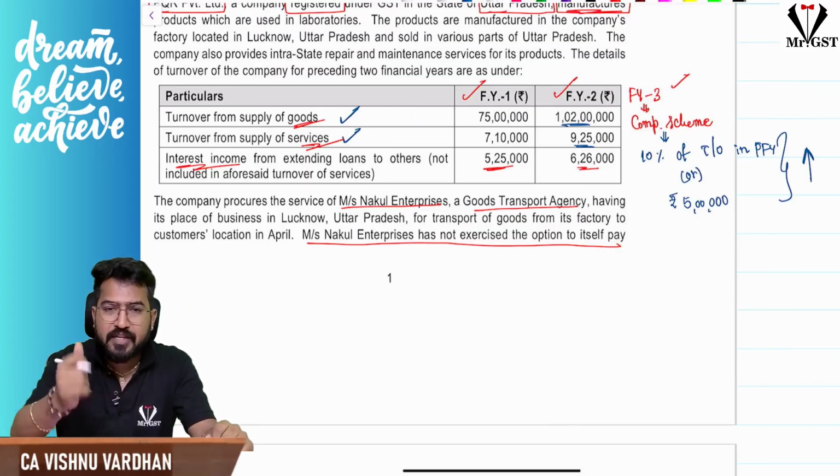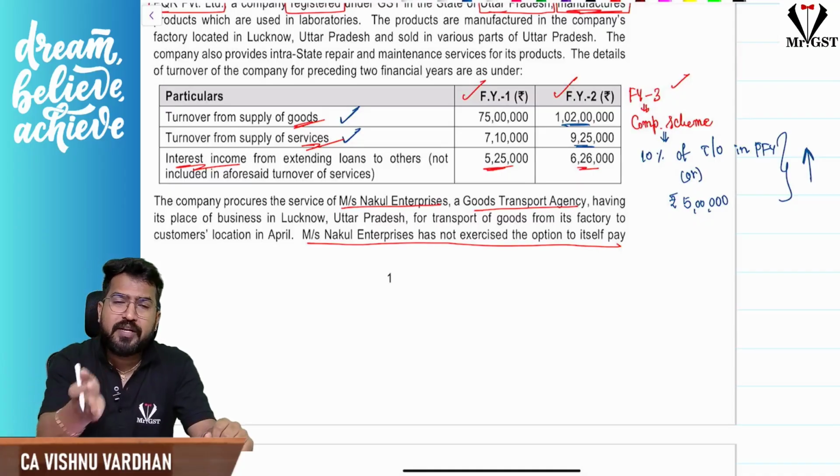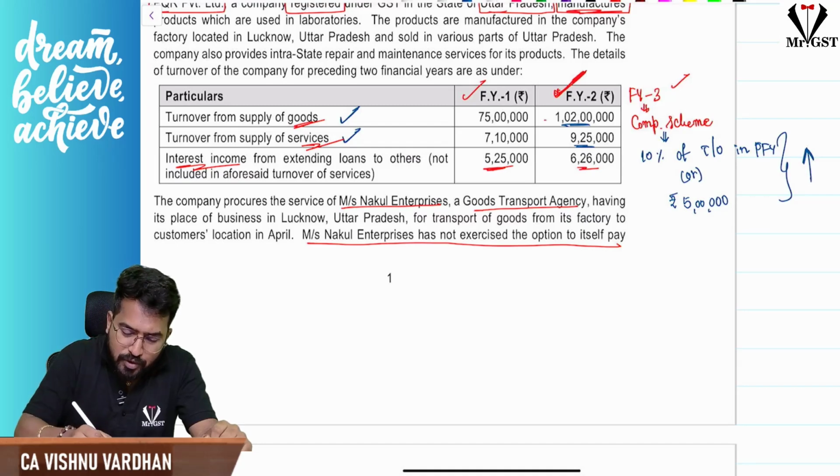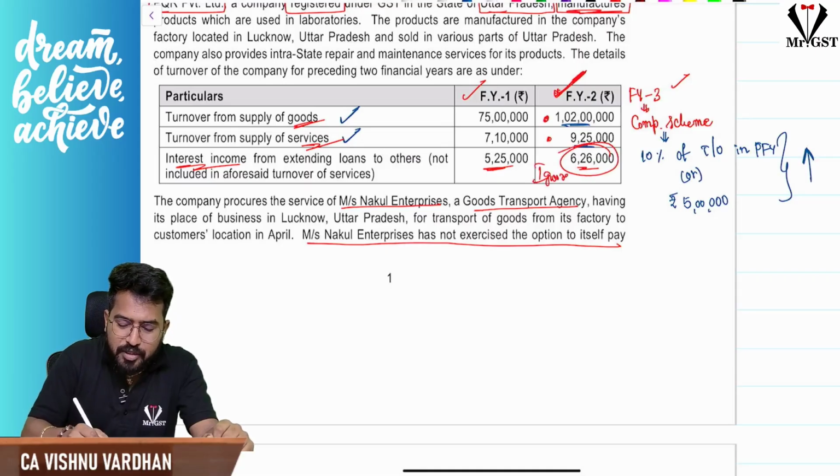In financial year 3, whether he can go for the composition scheme or not, that purely depends upon the preceding financial year aggregate turnover. And when you are calculating aggregate turnover, you take the supply of goods also, supply of services also, but you should ignore this interest income, remember that.